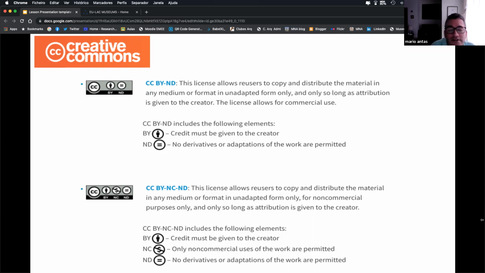And in this license, credit must be given to the creator, of course only for non-commercial uses, and no derivations and no adaptations of the work are permitted. So there are many kinds of licenses, but these 6 categories are the most known.